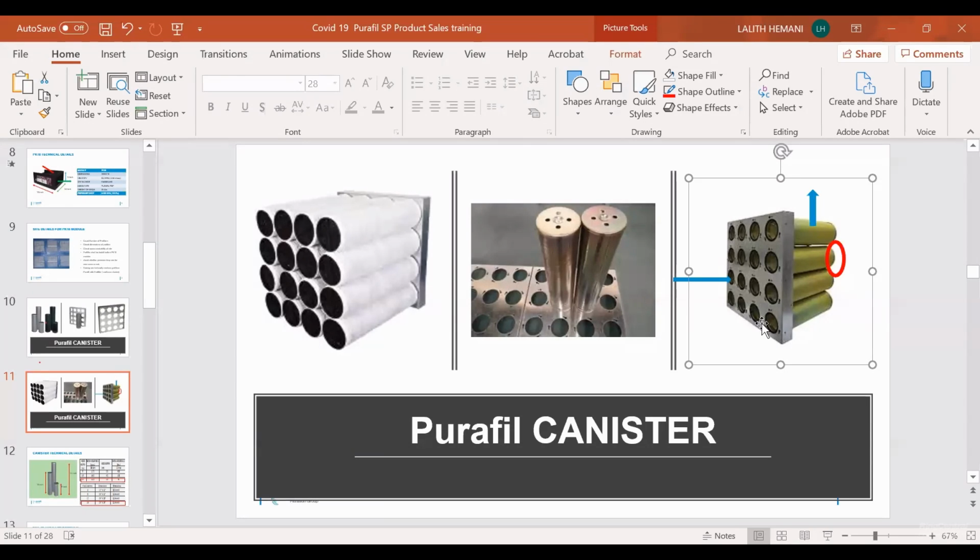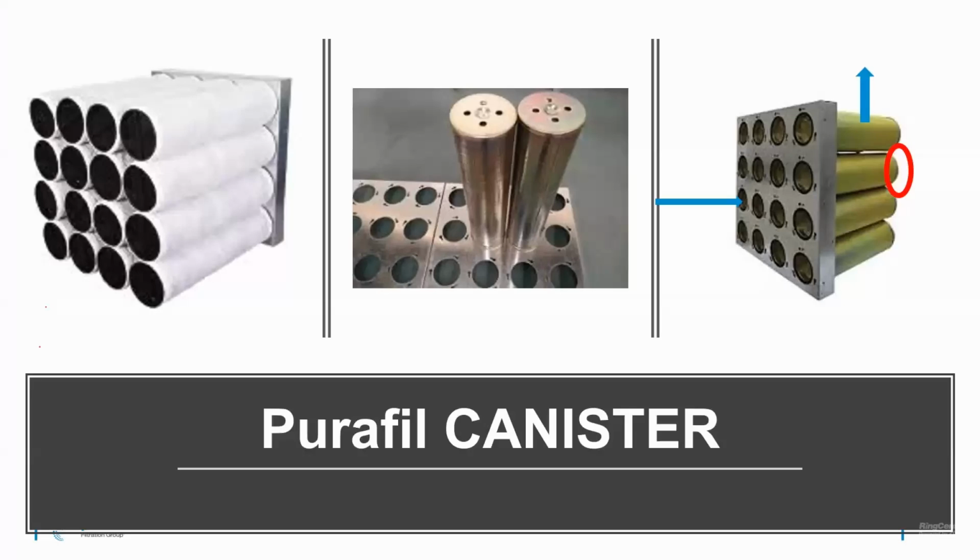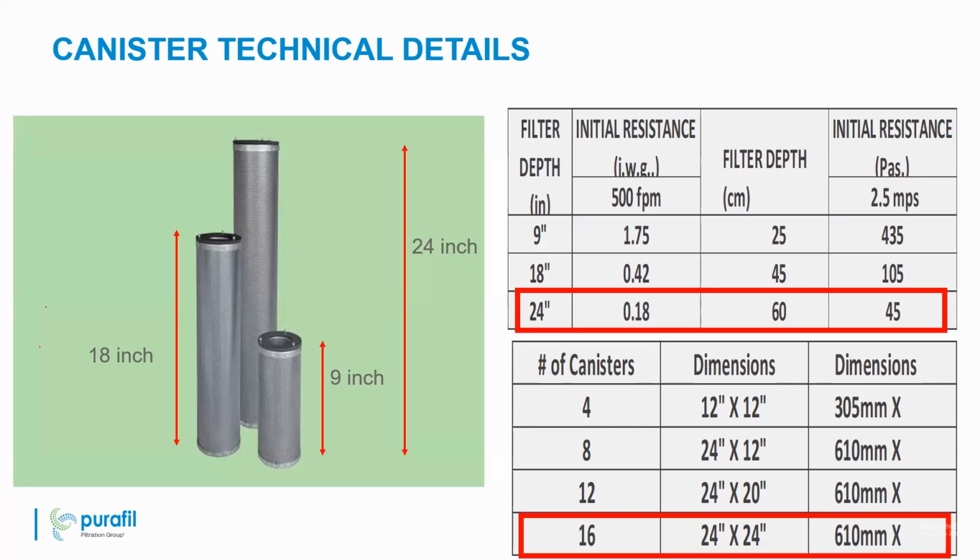And this has a different size. In the next slide, you can see that. So this is another box, you can say, on which we can put the chemical. These cylinders are of different size: 9-inch, 18-inch, and 24-inch. If you choose a 9-inch, there is a pressure drop at 500 FPM of 1.75 inch. If you go with 18-inch, the pressure drop is 0.42. If you go with 24-inch, the pressure drop is 0.18, less than 5 mm. So this is the advantage with the canister.